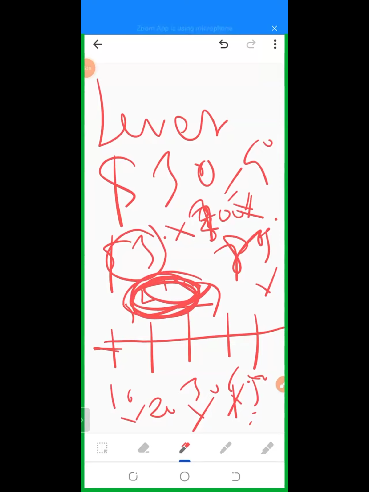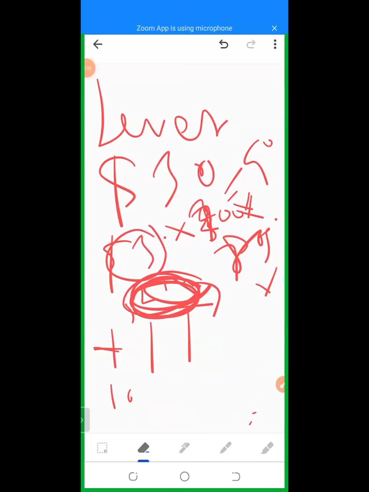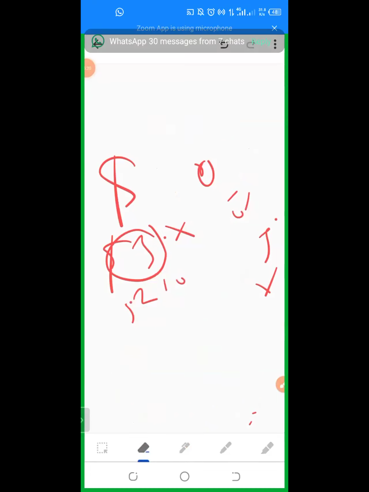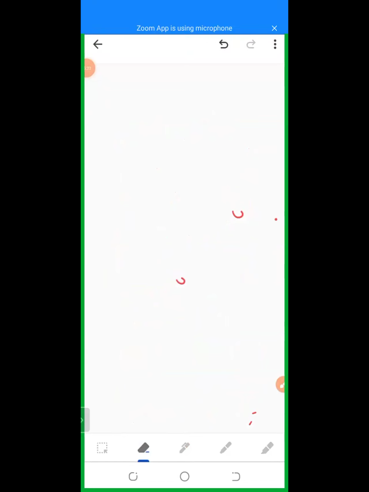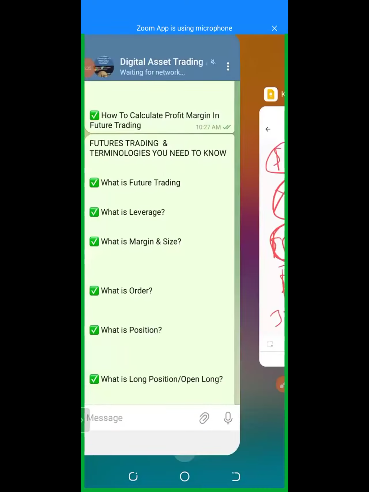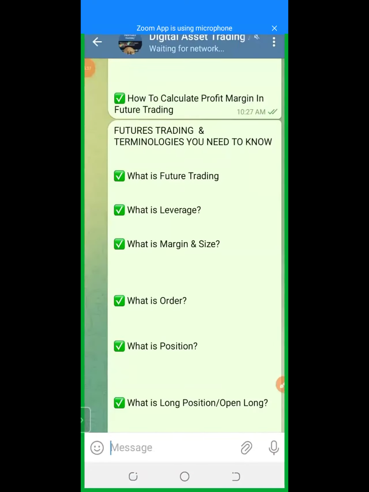So this is just a brief explanation of what leverage is all about. Let me now talk about the next topic: what is margin and size? These are terminologies you'll be seeing when you want to start trading, so that's why I have to break it down. So let's say you have $30, all the money that you have is $30.